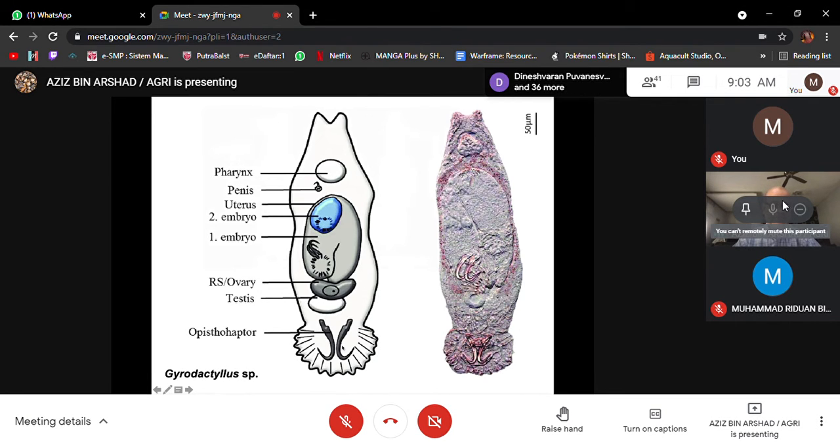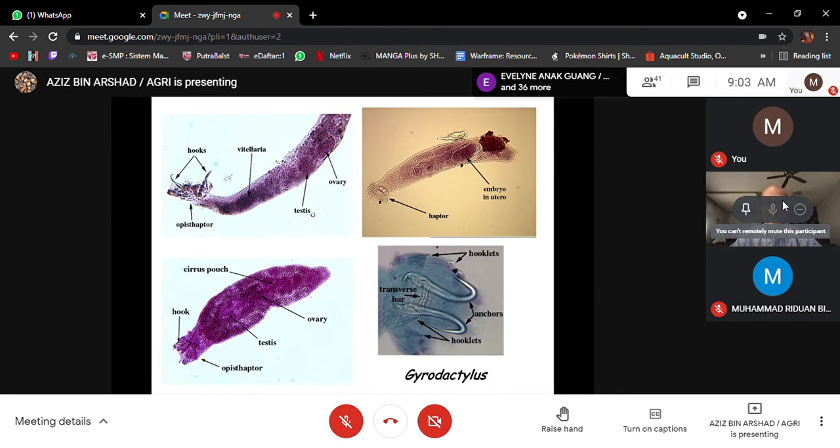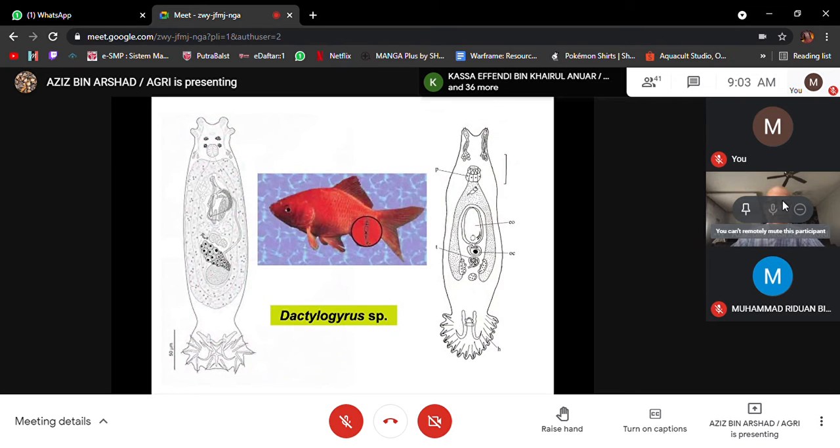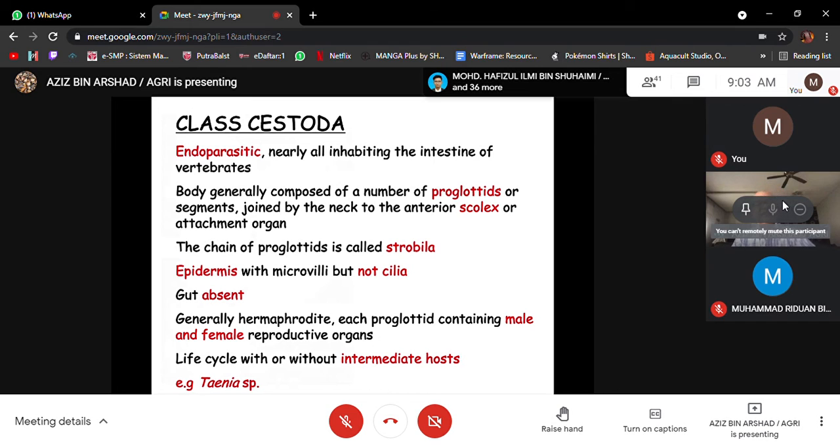There is the opisthohaptor for attachment. And the hermaphrodite ovary and testes are found next to one another. With Gyrodactylus, if you are interested in the area of fish health or fish parasites, you can easily recognize them by the presence of the hooks at the back part, the posterior part of the animal. And Dactylogyrus is not really much different between the two genera, but they are found on the fish. They are ectoparasites.